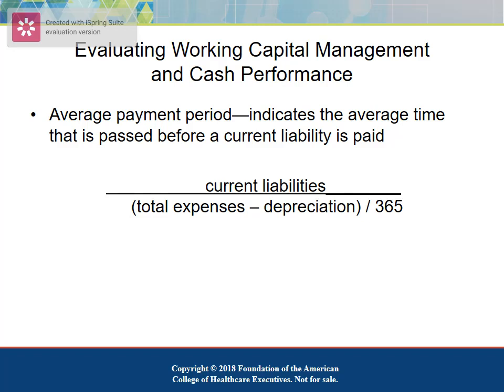And here is an average payment period calculation. This is the average time before that liability is paid. So we take our current liabilities, and that would be our current accounts payable, as well as our current wages payable, and then we divide those over our total expenses minus depreciation. So what are those portions, so that we can look at what those payment periods are.